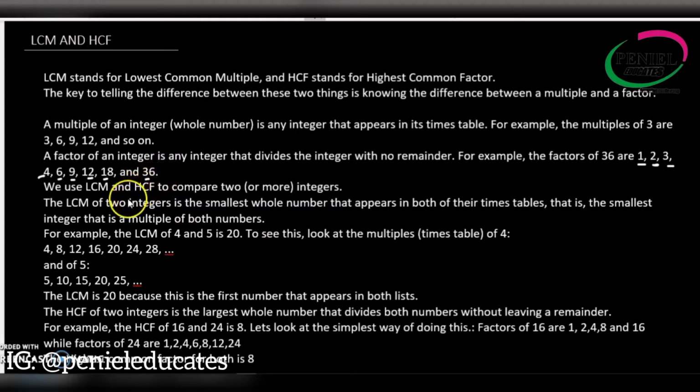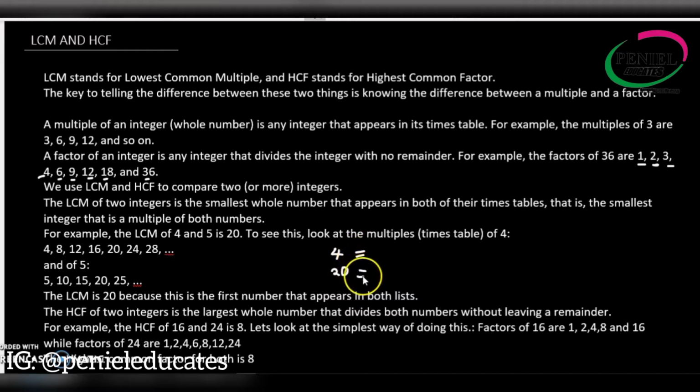So we use the LCM and HCF to compare two or more integers. The LCM of given numbers, if you have two integers, is the smallest whole number that appears in both of their times tables. That is the smallest integer that is a multiple of both numbers. For example, say you want to find the LCM of 4 and 5.